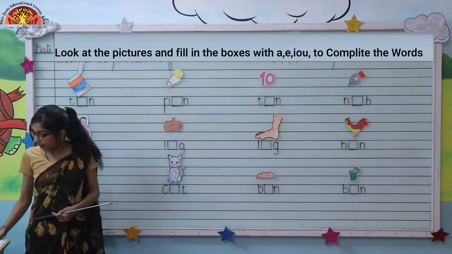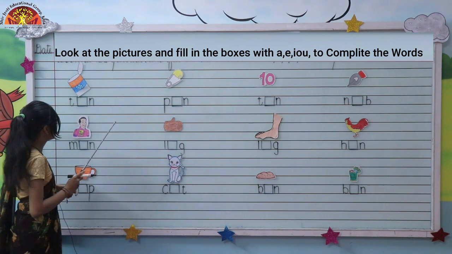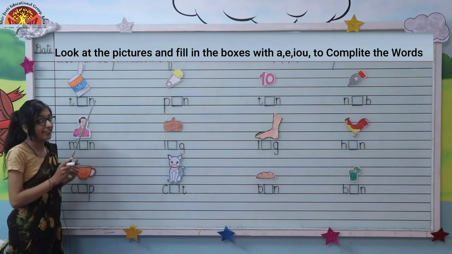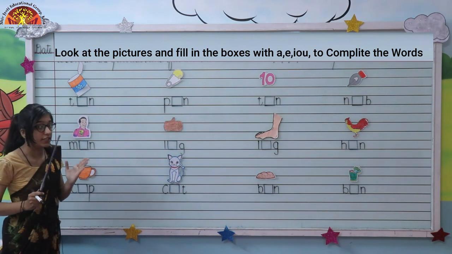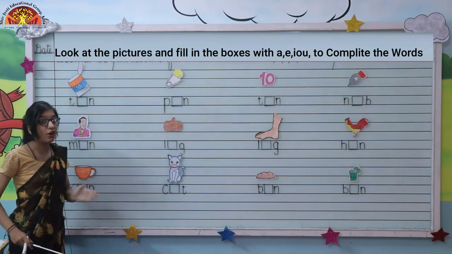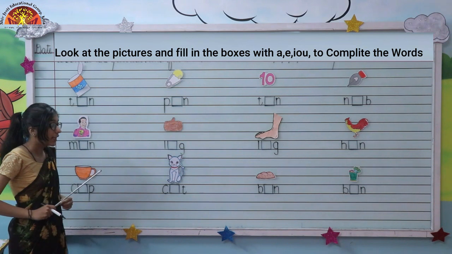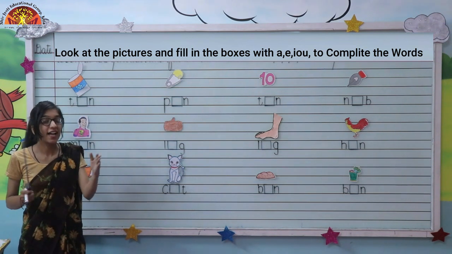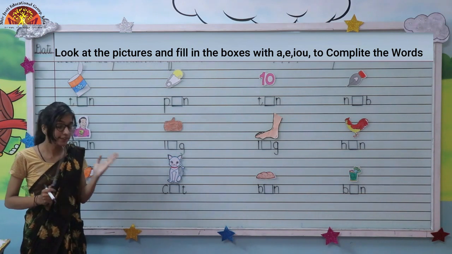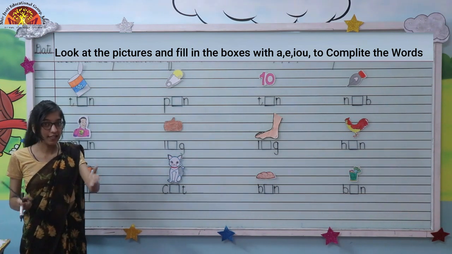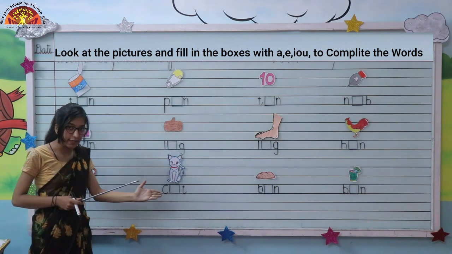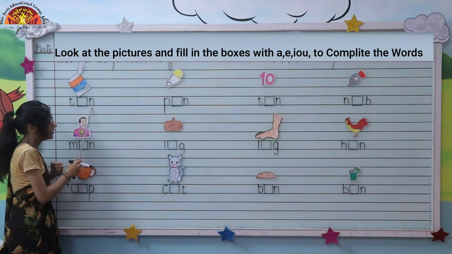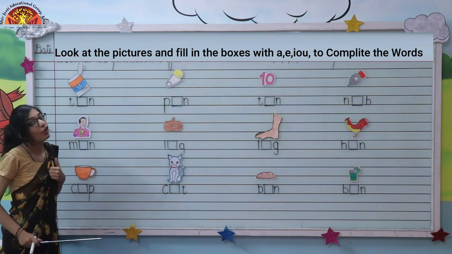Come to the first one, kids. Tell me which picture is this? Yes, this is a picture of tin. So kids, what is the spelling of tin? T-I-N, tin. T and N are already written over here.